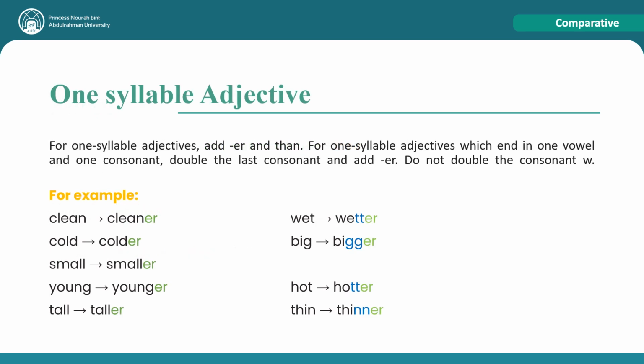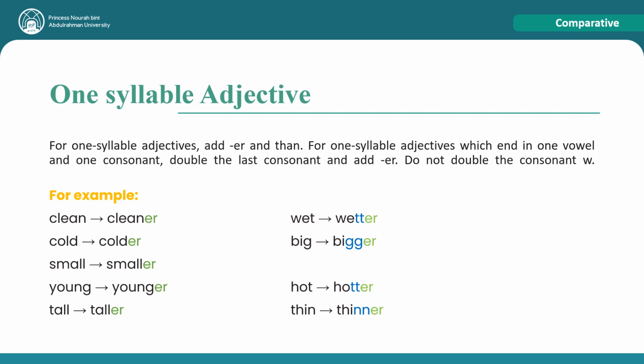To write the correct comparative adjective, we need to check how many syllables we have in one adjective, and based on that, we need to decide if we are going to add er only, we need to double the last letter, or we need to add anything else to the adjective to make it comparative. So let's see what we need to do if we have a one syllable adjective. For one syllable adjective, add er.